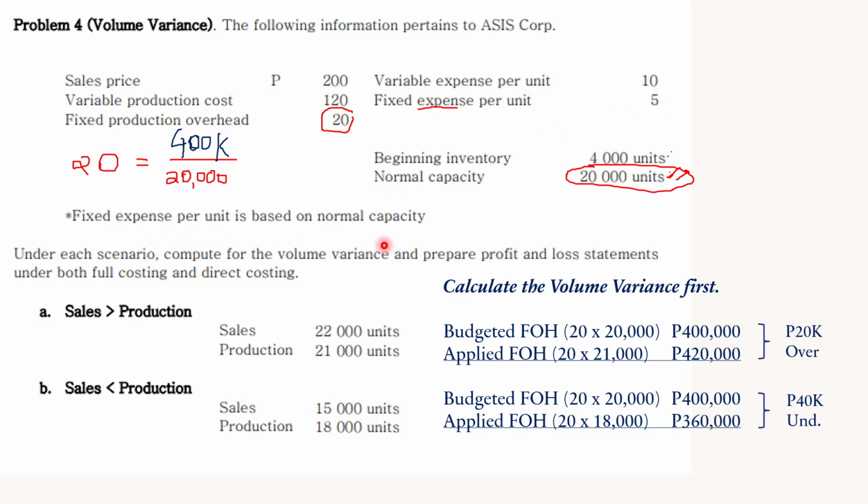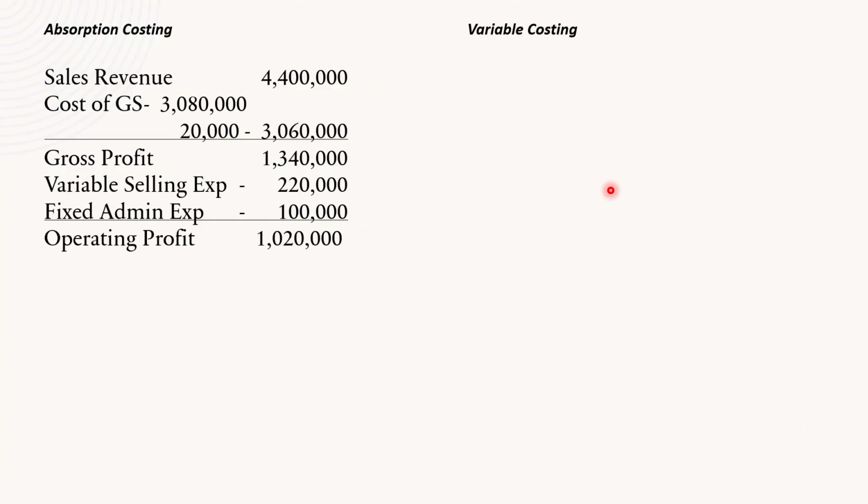So, at least sinabi naman na malinaw kung saan galing yung 5 per unit. Kung tutusin, hindi dapat ginagawang per unit yung fixed expense, diba? Anyway, working back 5 times 20,000, that's 100,000. So, gross profit of 1,340,000 minus 220,000 variable selling expenses minus 100,000 fixed admin expenses. Operating profit is 1,020,000. Okay? Paano naman sa variable costing? Under variable costing, the sales revenue is the same.